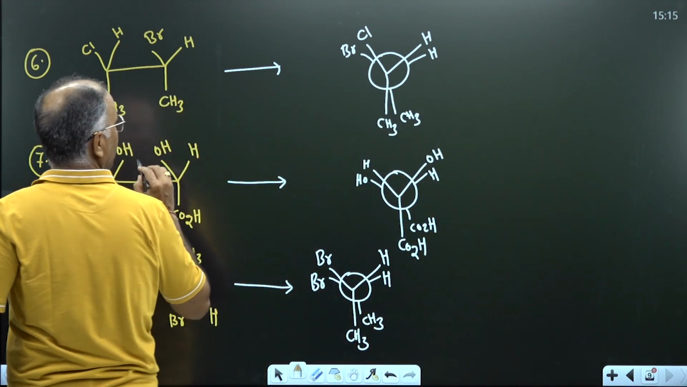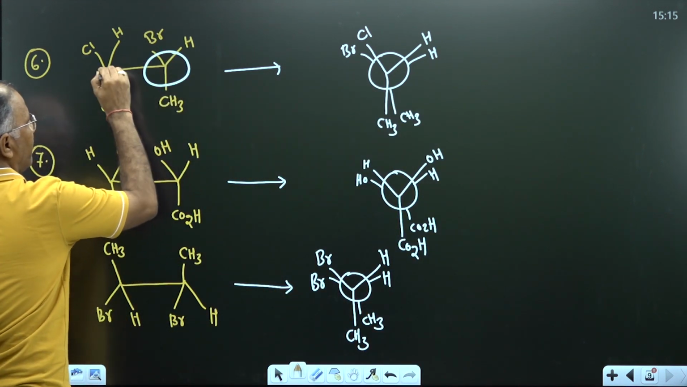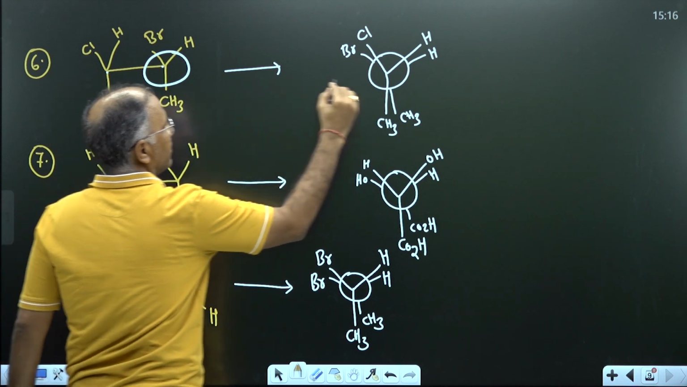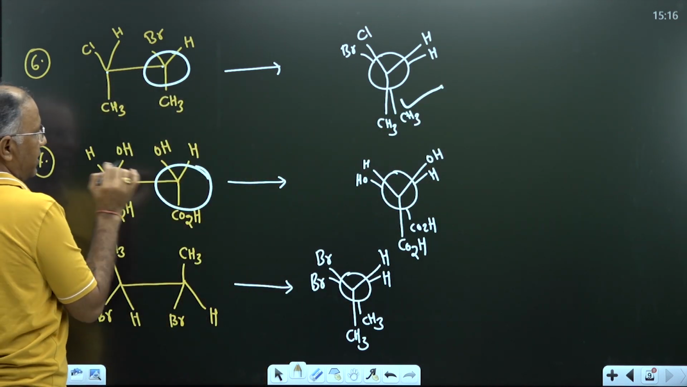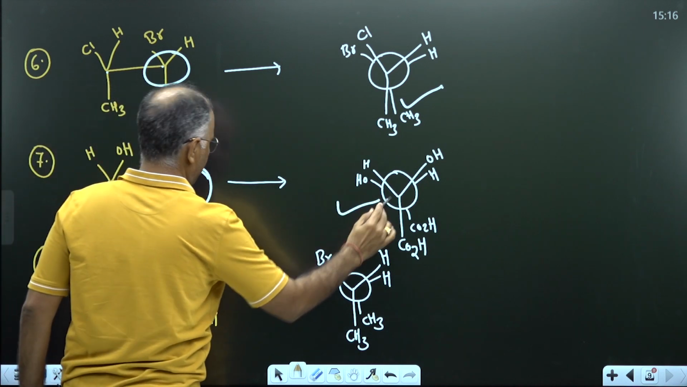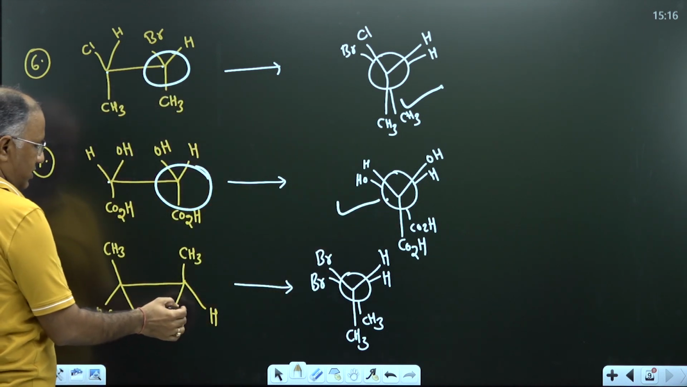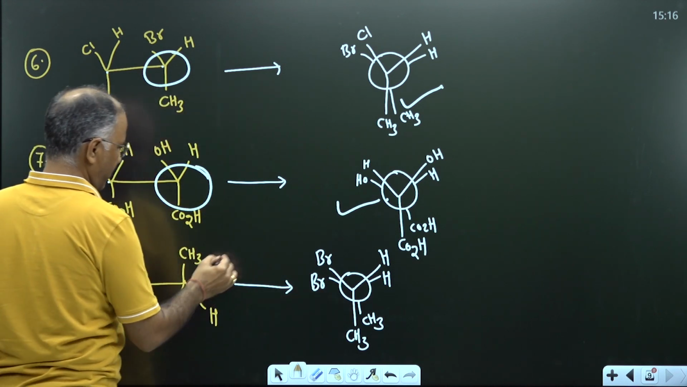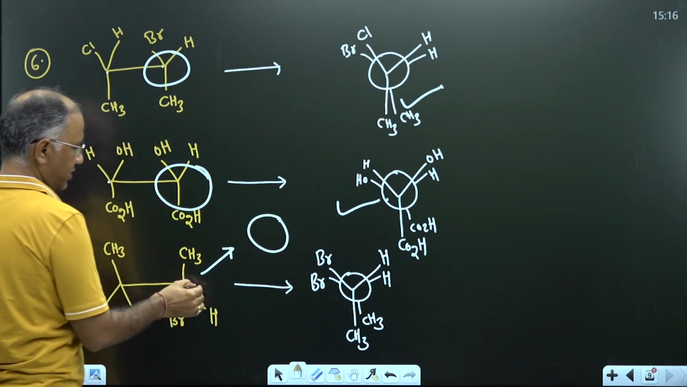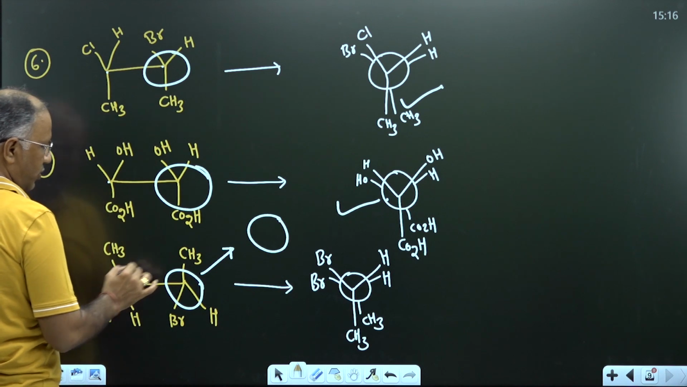Now, what is the answer? We will draw a circle. We will put this carbon on this. This is correct. Similarly, we draw a circle. We will put this carbon on this. This is again correct. We will draw the circle. Now, instead of this, we will draw a circle, and we will put this carbon on this.